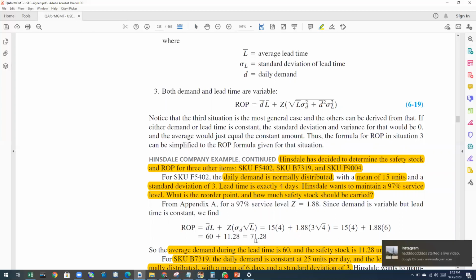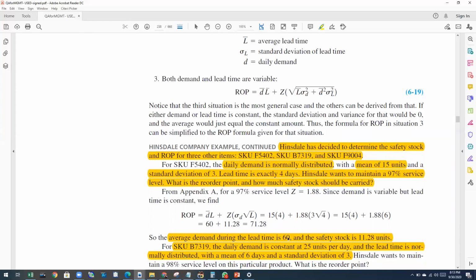71.28. That's broken down into 2. 60, that is the average demand during lead time, average demand multiplied by lead time in days, so 60 plus the safety stock, which is 11.28, totaling to a reorder point of 71.28.